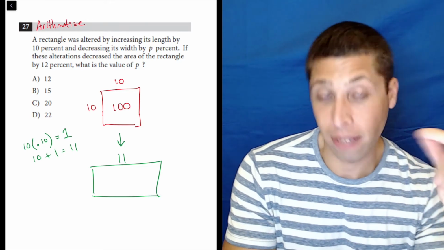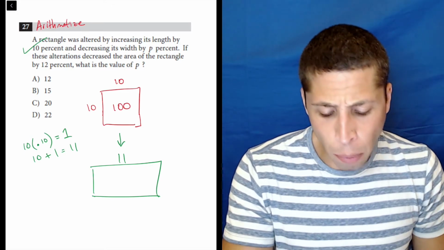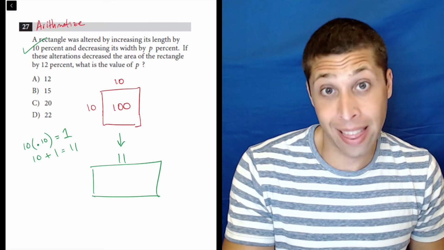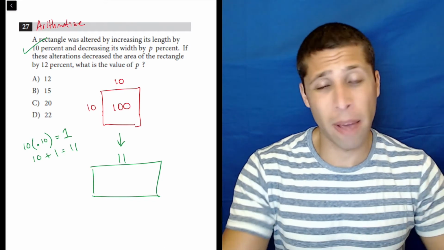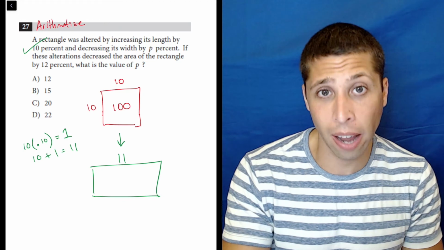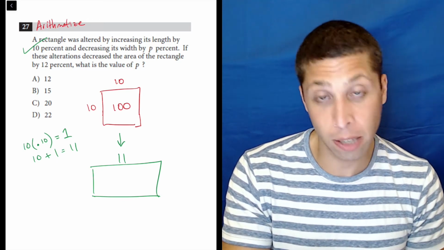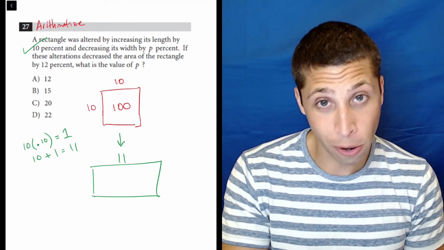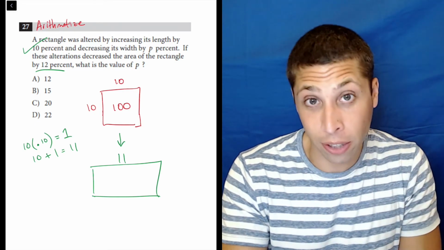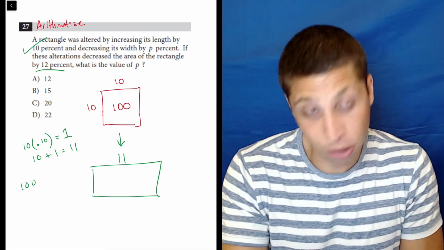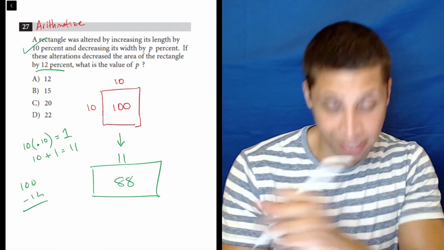So this is great. I now have a dimension for my new rectangle. So check. But we're decreasing its width by p%. That I don't know. And that's not great because to have a mystery percentage in math is really, really difficult. So I'm just going to put that aside for now. If these alterations decreased the area of the rectangle by 12%, well, okay, that's really helpful. Because a decrease of 12% from 100 means I just do 100 minus 12% of 100, which is 12. So 100 minus 12 is 88.